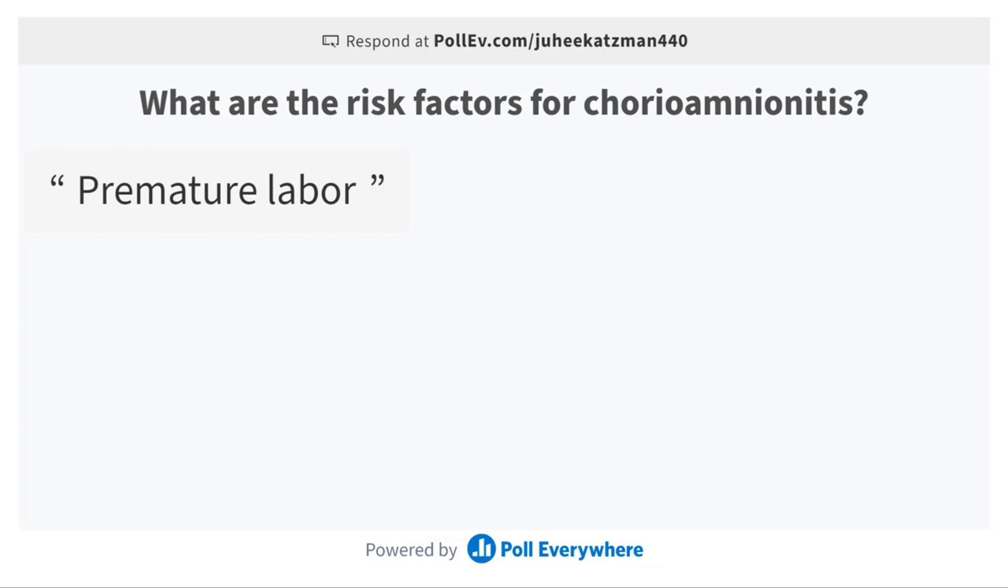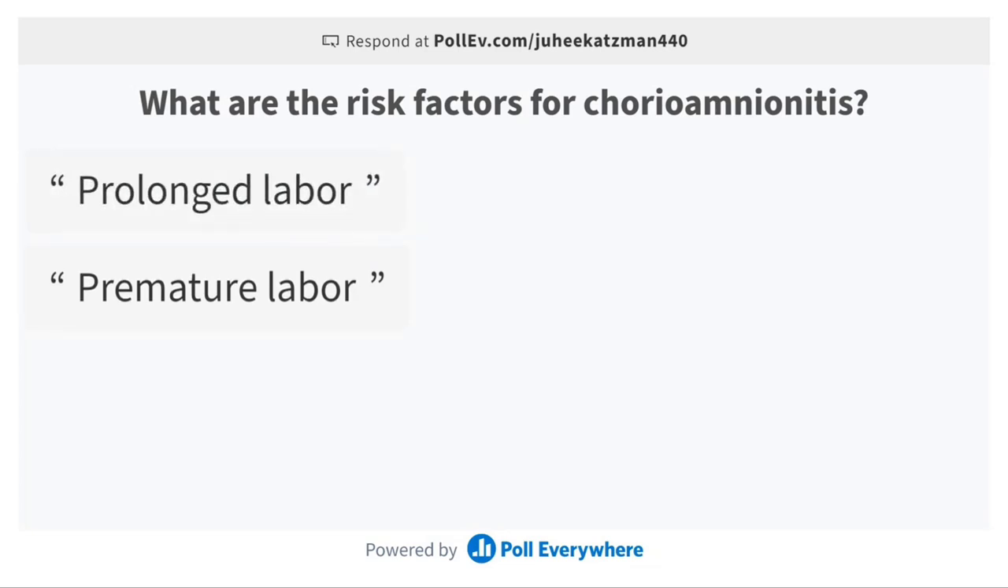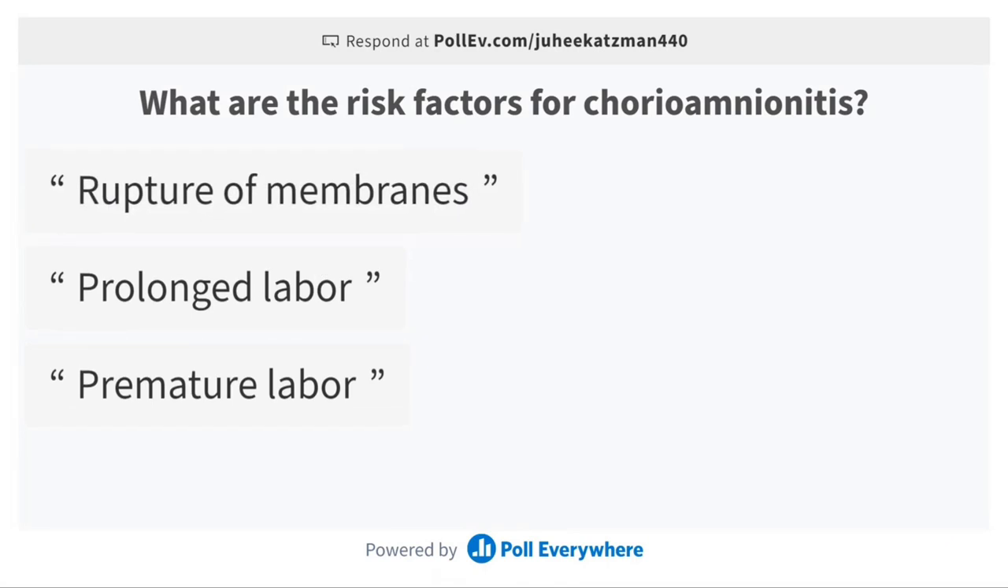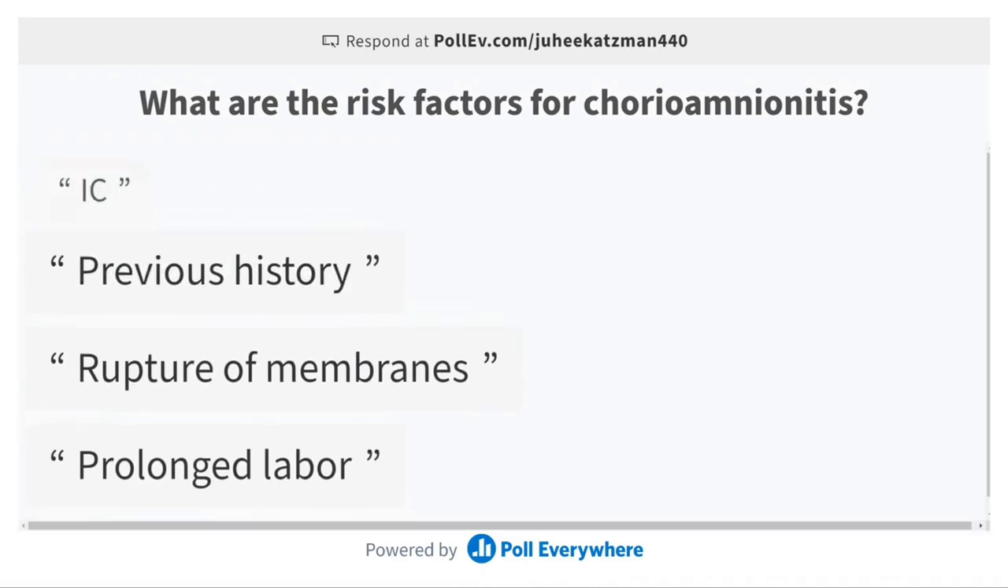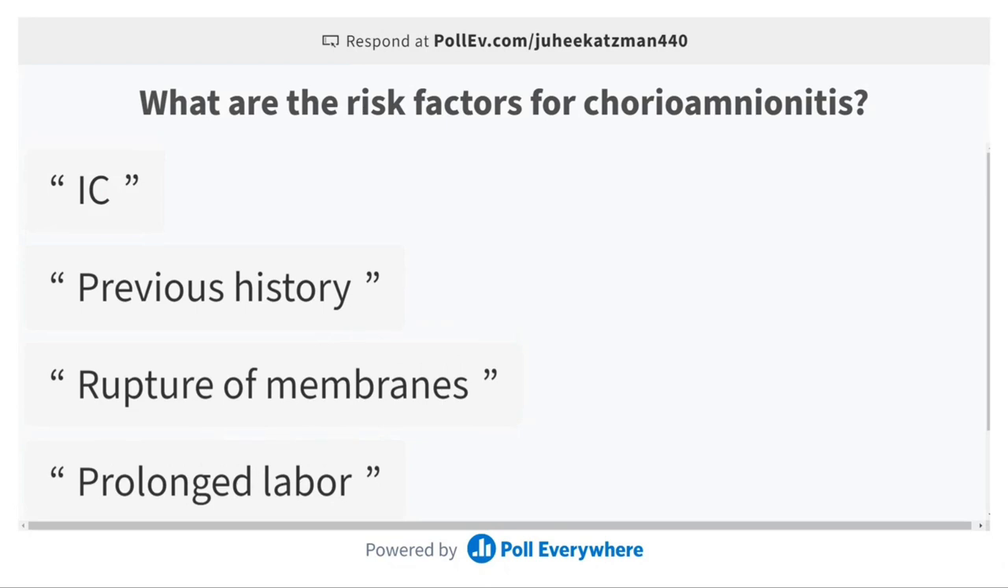I just want to hear everybody's thoughts. Yes, premature, prolonged labor. What else? These would be the questions we would be asking the patients, or looking through the chart for these risk factors. Anything else? Thank you. Correct, anything that disrupts the flora or pushes some of these microbes more upwards, and all of those are correct.